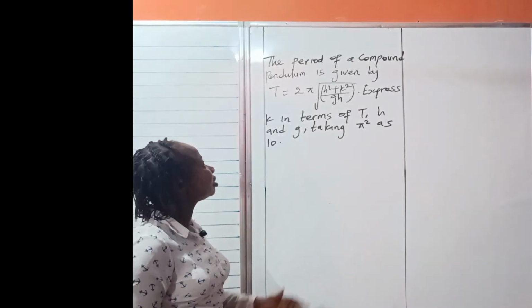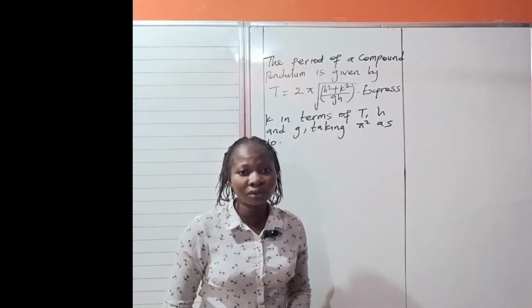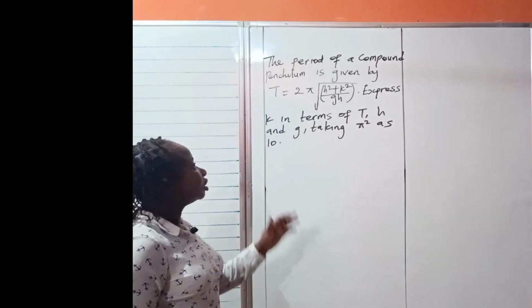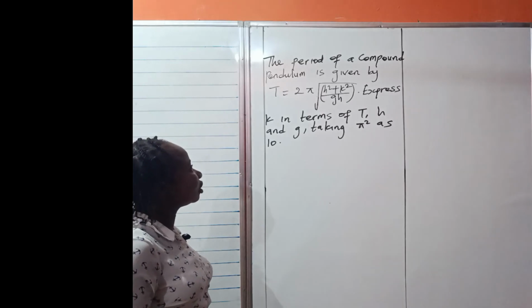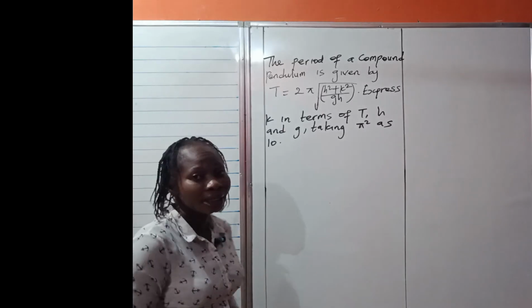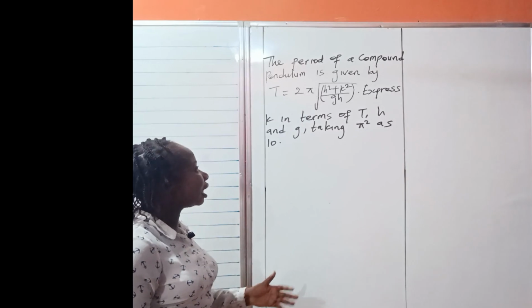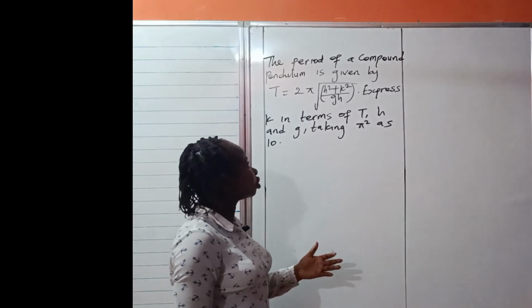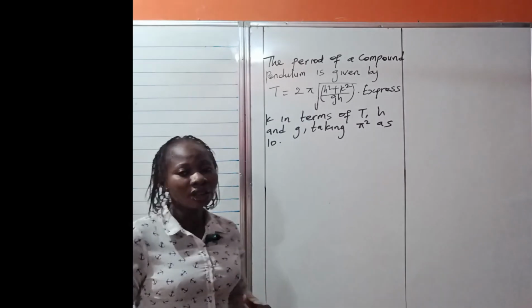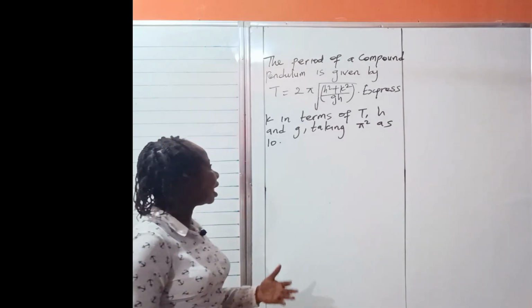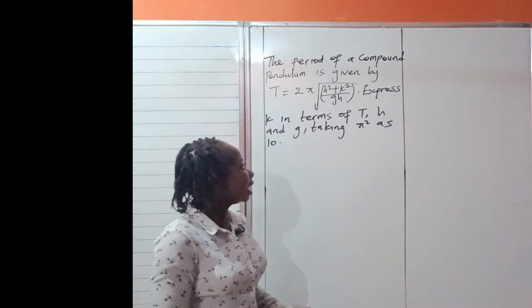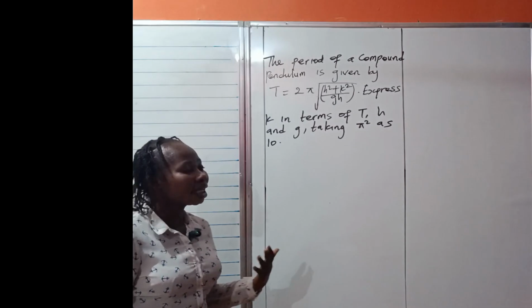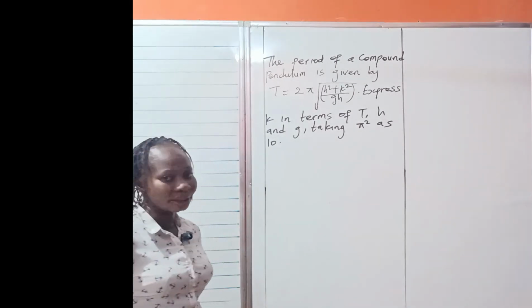We have this change of subject question to solve. The period of a compound pendulum is given by the formula T equals 2 pi square root of (h squared plus k squared) over gh. Express k in terms of T, h and g, taking pi squared as 10.